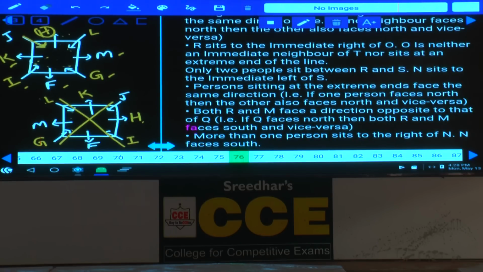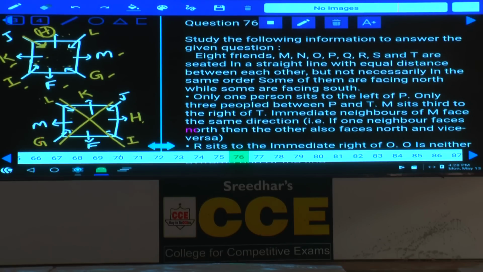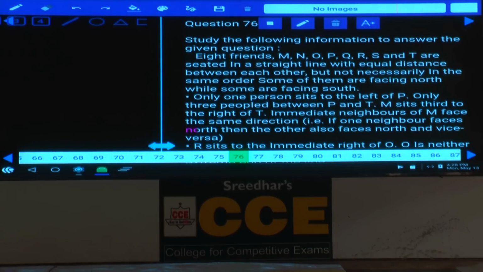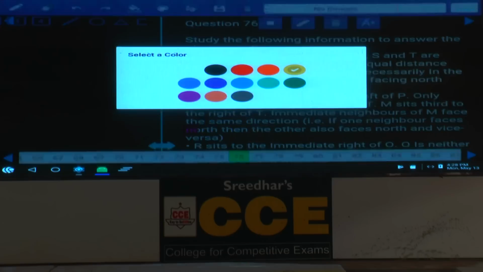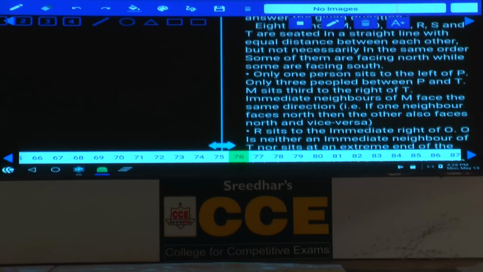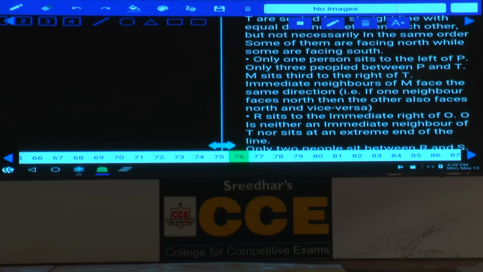Then 76 to 80. Now this again is based on seating arrangement. How many people are there? There are 8 persons. M, O, P, Q, R, S and T are seated in a straight line with equal distance between each other, isn't it? But not necessarily, some of them are facing north and some of them are facing towards south. Now information clearly given. Some are north, some are south.